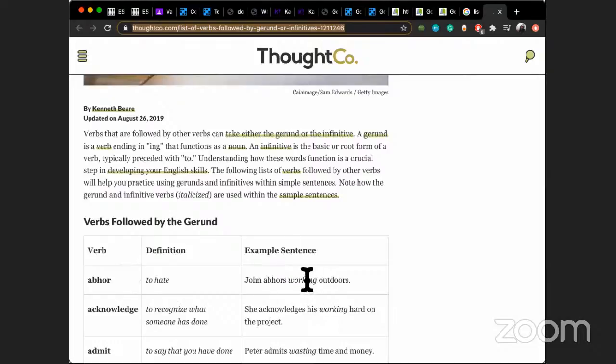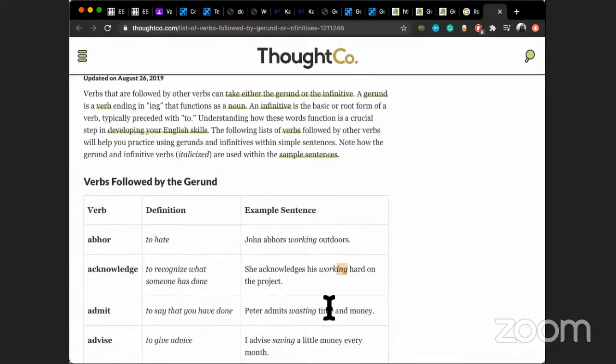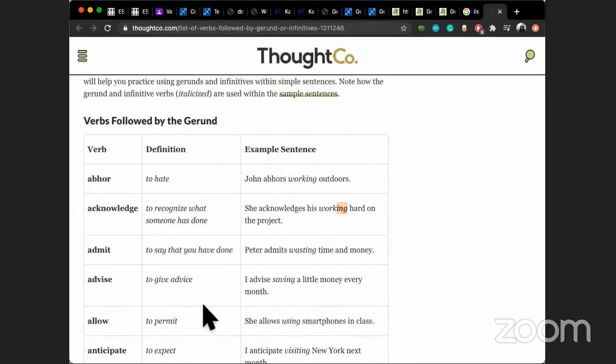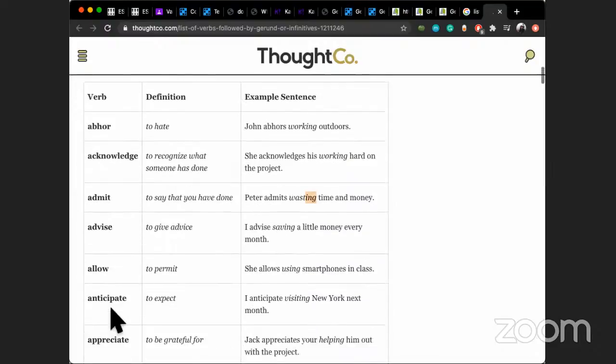So after the verb, the gerund of the verb is always going to have ing. So for example, John abhors, to hate working. So the verb after abhor is going to be in gerund, right? ing. Or acknowledge, for example. She acknowledges his ing, right? Always, after the list of these verbs, the verb that we have afterwards finishes in ing, always, okay? After admit, advise, etc.